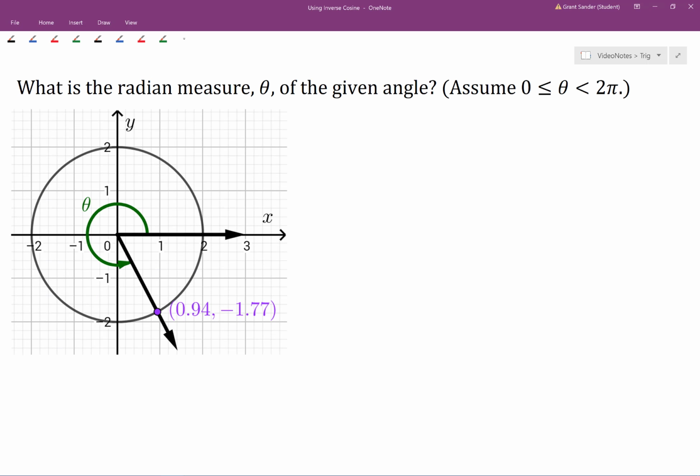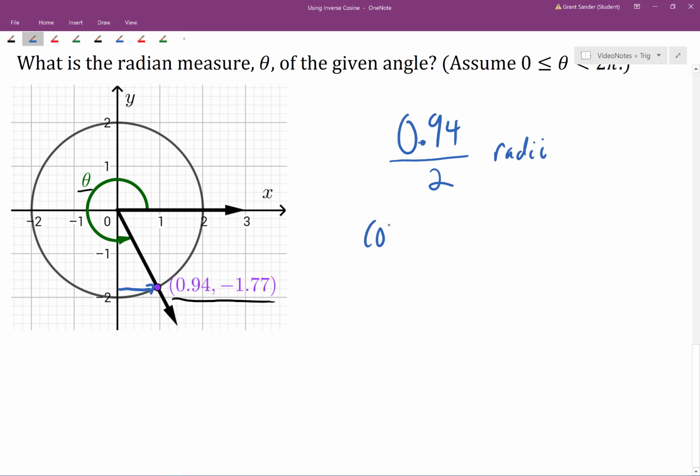In a similar context, we want to know the radian measure of the given angle, and again we have the terminal point's coordinates. Once again, the radius of that circle is 2 units. We look at the terminal point, and it's actually 0.94 units to the right of the center of the circle. Since the radius of the circle is 2 units, it's 0.94 divided by 2 radii to the right of the center of the circle. So we might compute cosine inverse of 0.94 divided by 2.